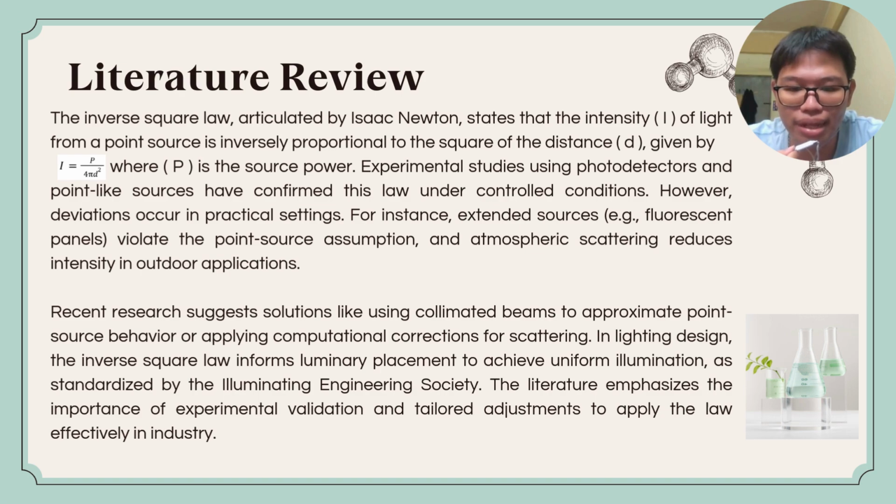Now, in lab settings, scientists have tested this using photodetectors and small light sources, and it holds up really well. But in real-world situations, things can get a bit difficult. For example, large light sources like fluorescent panels don't behave like ideal point sources, and things like fog or dust in the air can scatter the light, reducing its intensity.